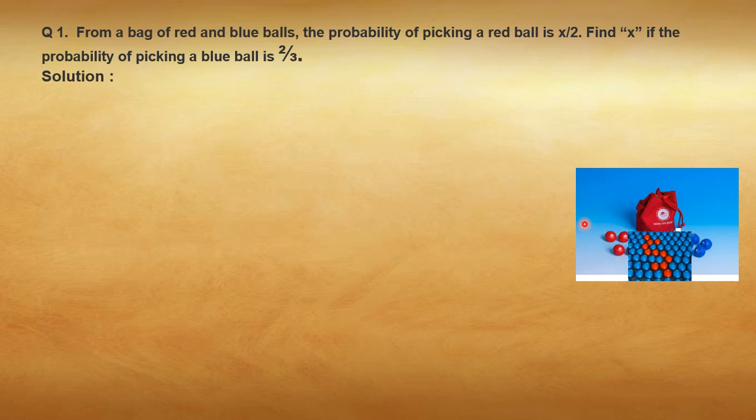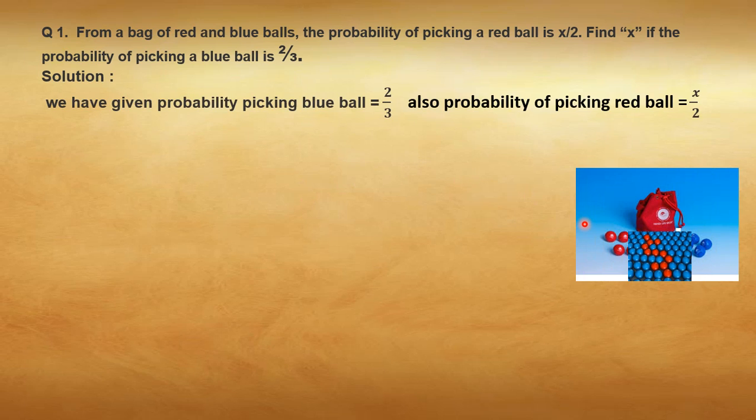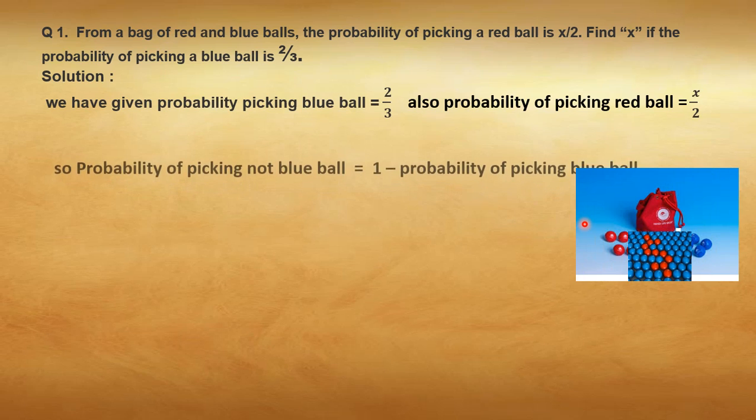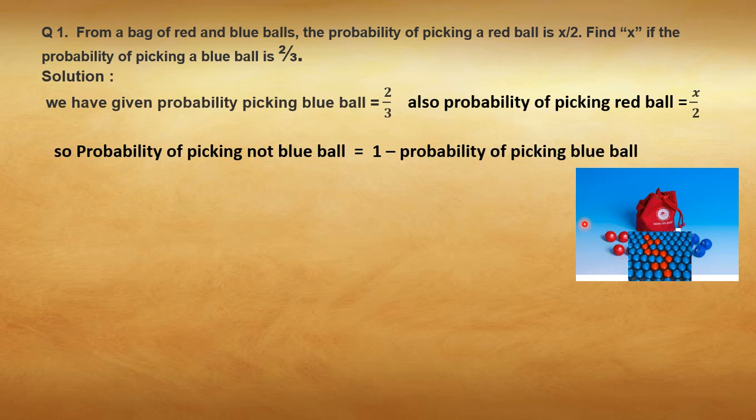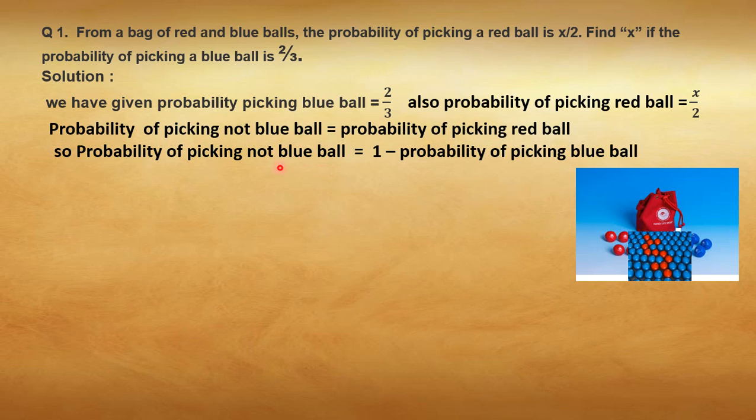So here it is given that the probability of picking a blue ball is 2 by 3 and the probability of picking a red ball is x upon 2. So we can say that the probability of picking not a blue ball will be 1 minus the probability of picking a blue ball. When we write the probability of picking not a blue ball, that ball will definitely be the red color ball. So we can write the probability of picking not a blue ball is the probability of picking a red ball.